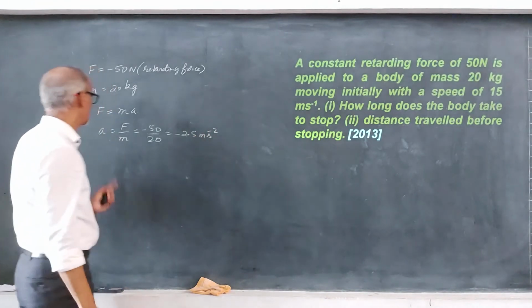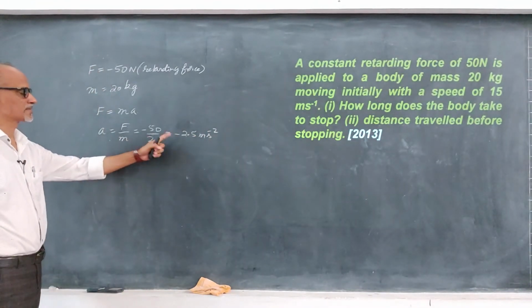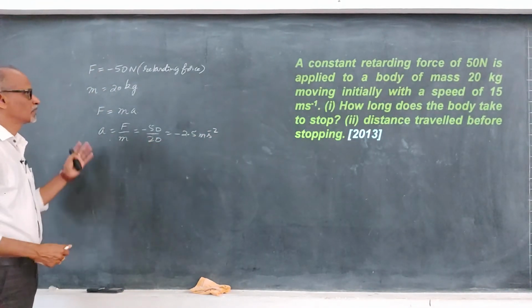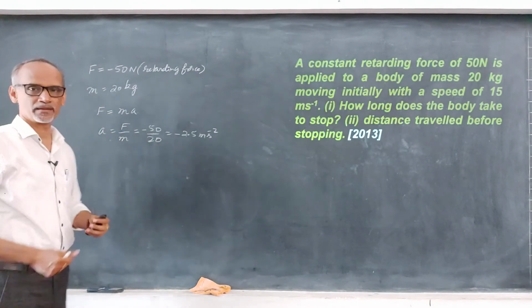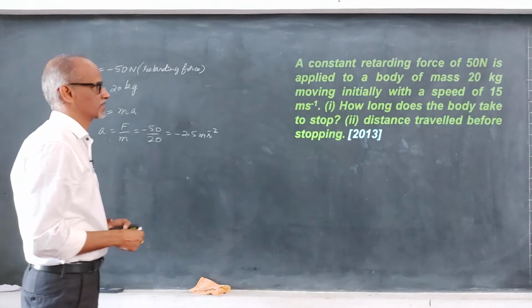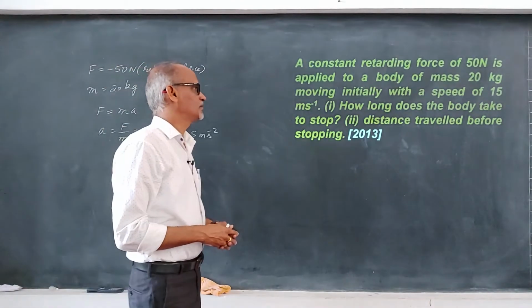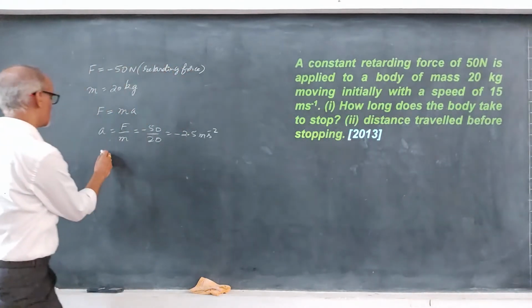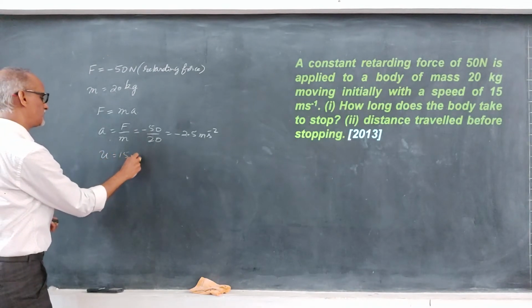with a minus sign because it is retardation. So acceleration also has to be negative. These signs are important, you need to write them at the beginning itself. So we have found the value of a, which is minus 2.5 meter per second square. The body is moving initially with a speed of 15 meter per second, so initial speed is given as 15 meter per second.